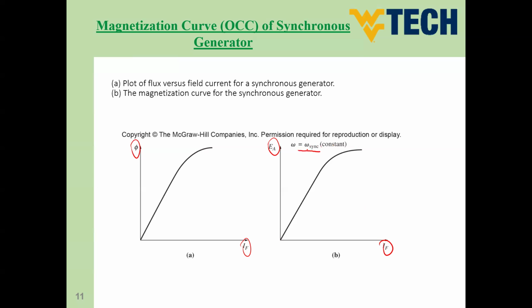But if this speed changes, so if this is omega 1, this will be curve number 1. If you have omega number 2, you will have another curve number 2, and so on. So this is the relation between the induced volt and the field current at a constant speed. And again, guys, don't forget, there is a relation between the mechanical speed or synchronous speed and supply frequency. So you can say that this curve is at the rated synchronous frequency or our supply frequency, which is 60 hertz. Okay. So this is the relation of the induced volt.